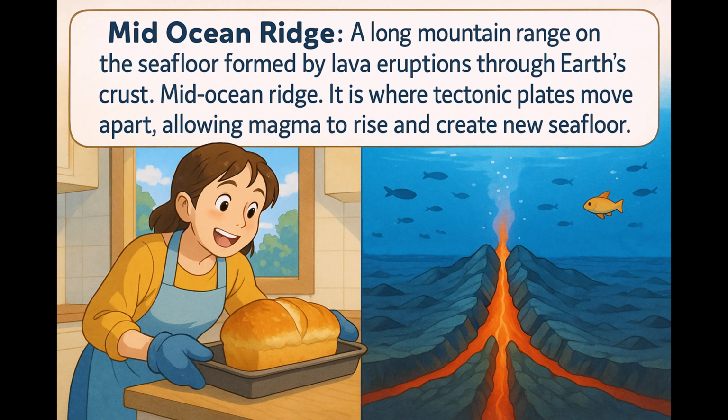Similarly, a mid-ocean ridge forms when molten rock from beneath the Earth's crust pushes upward, causing the seafloor to spread apart and create a mountain range. Just as the dough surfaces and stretches apart to reveal the soft interior, the Earth's crust splits and allows lava to emerge and solidify, forming new oceanic crust at the mid-ocean ridge.